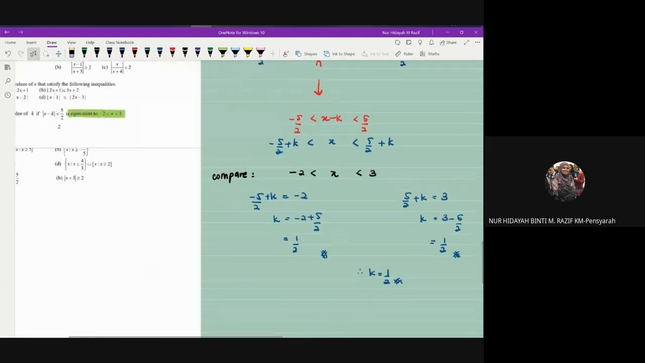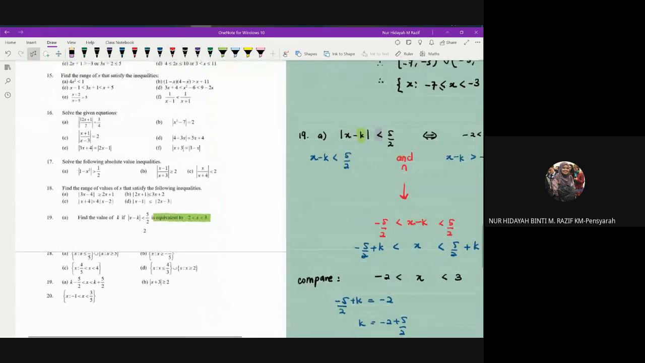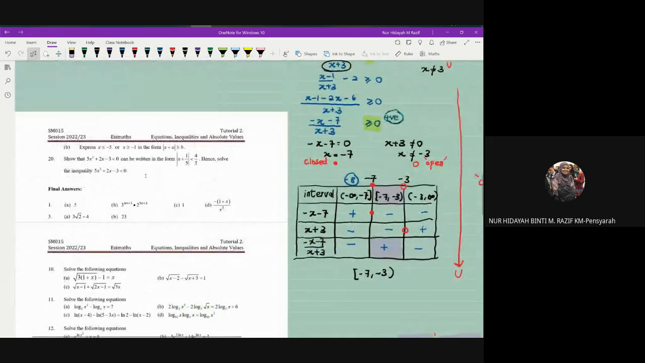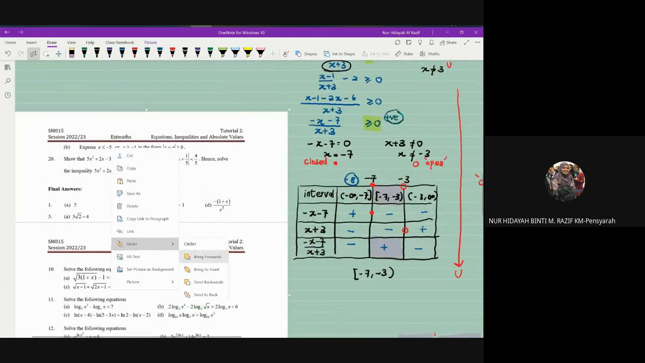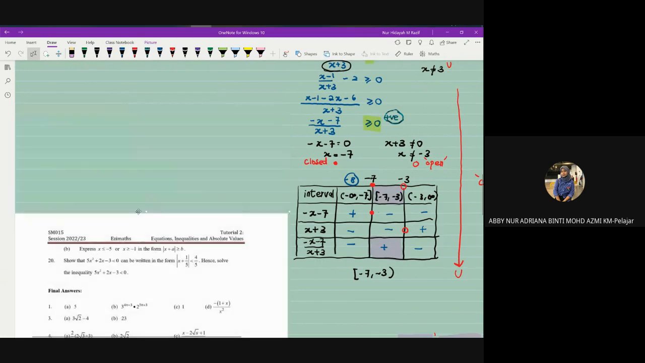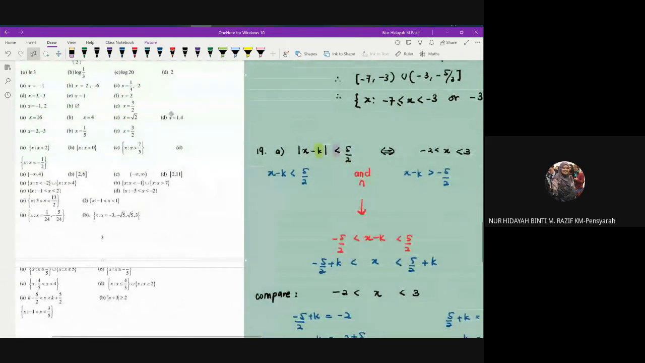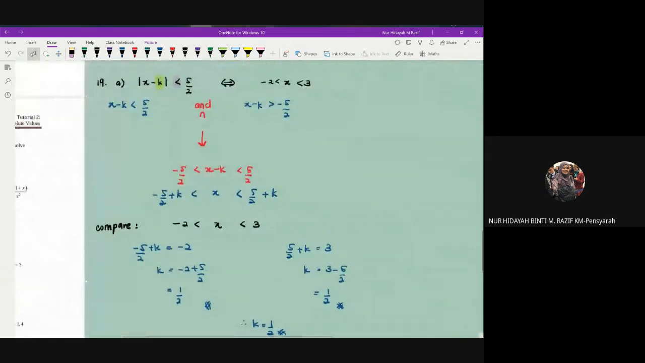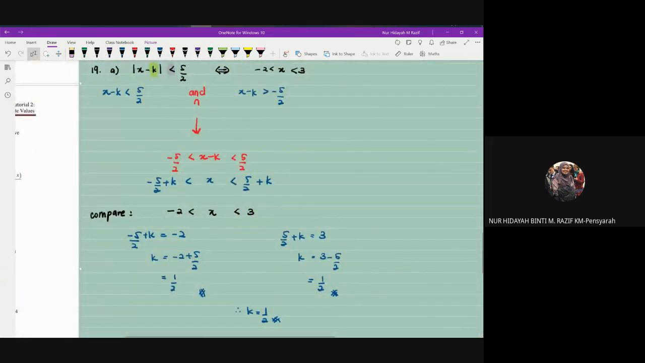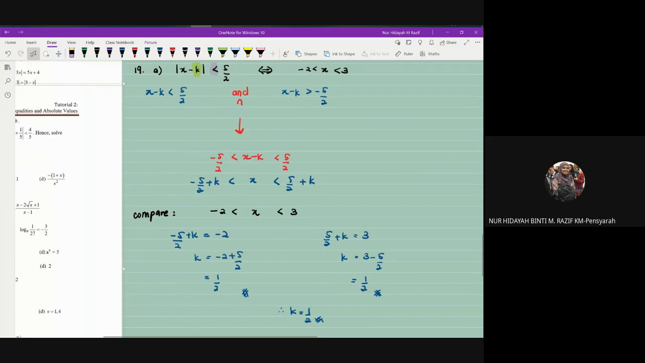Ada sebarang soalan? Ada soalan? Tak ada? Ada Miss, nak tengok balik yang nombor 19 tu? Tak boleh. Sabar jap, sabar jap. Nak salin ke tu? Sebab tu nak tengok balik. Salin jap lagi lah, saya hantar PDF dia. Okay, dah jelas? Jelas semua? Boleh Miss. Okay, boleh saya bergerak ke 19B?